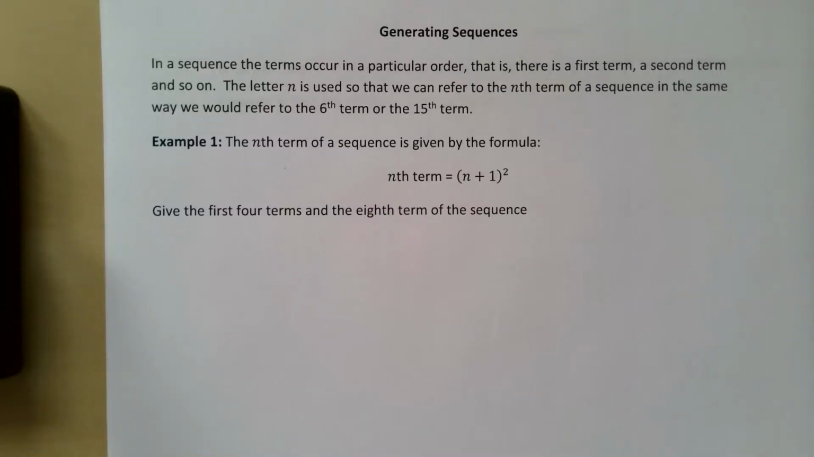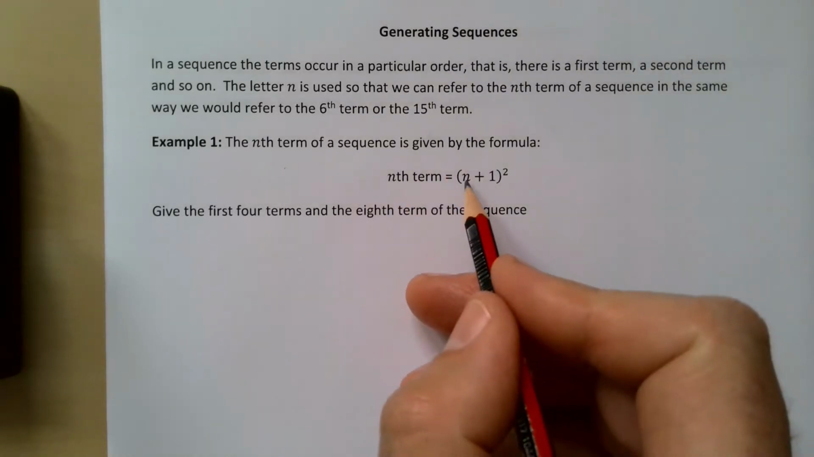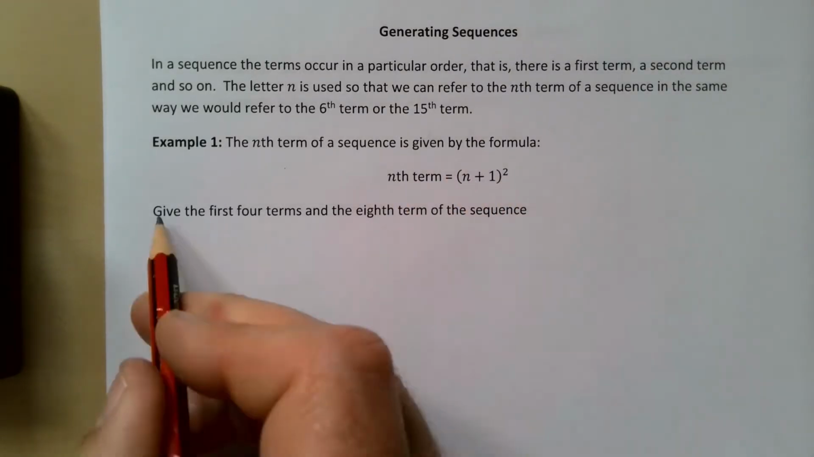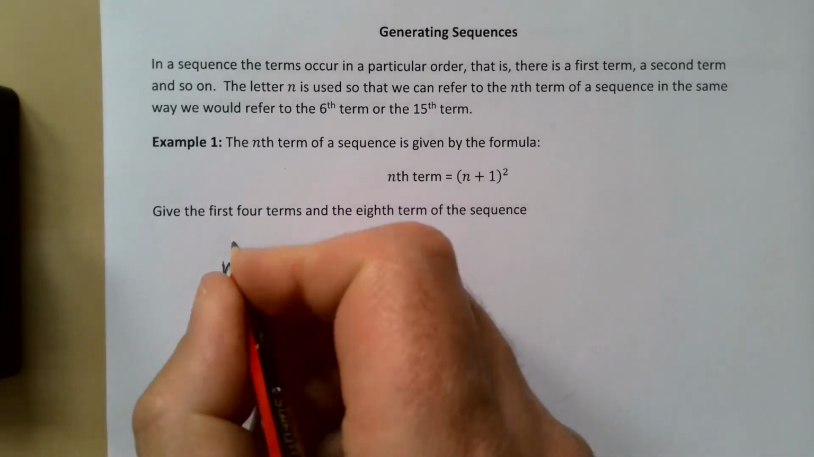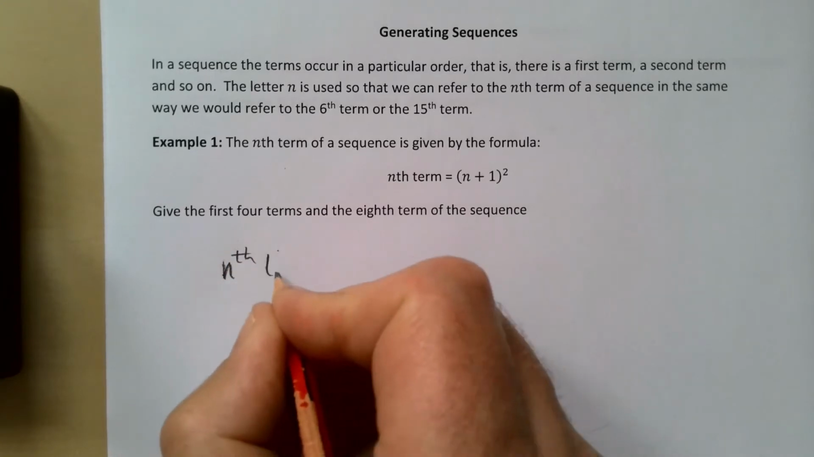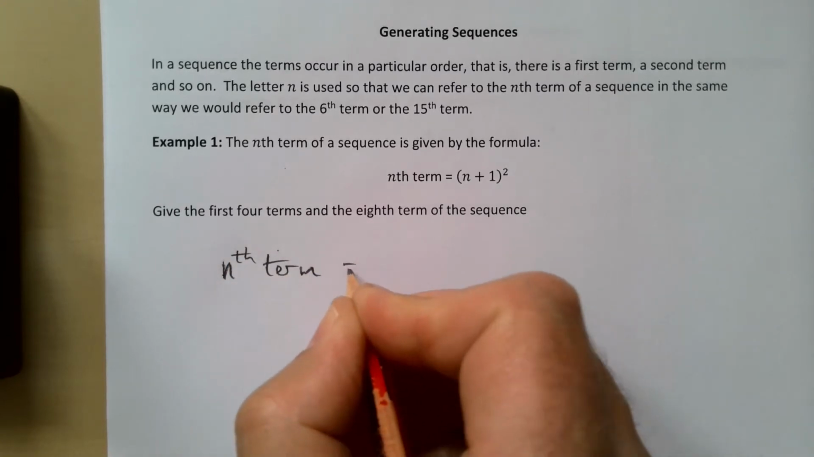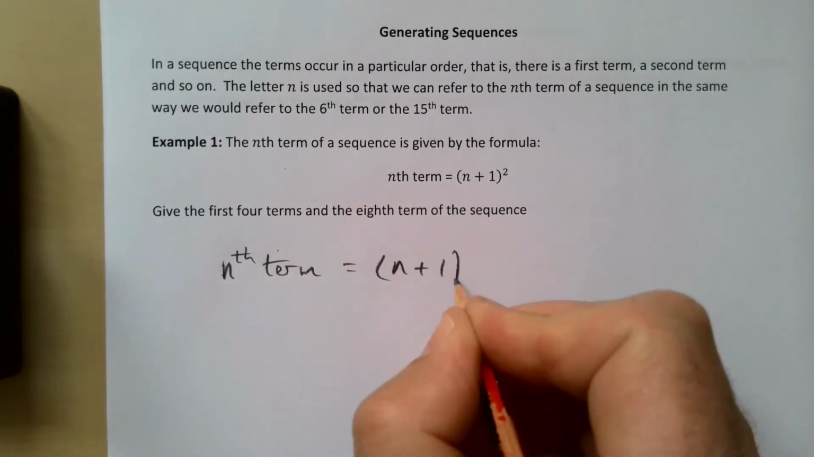Year 10, Unit 3, we're dealing with algebra, and it's now a little bit on sequences. So first of all, generating sequences. In terms of generating the sequence, the nth term of a sequence is given by the formula (n plus 1) all squared. Find the first 4 terms and the 8th term. We know the nth term is (n plus 1) all squared.